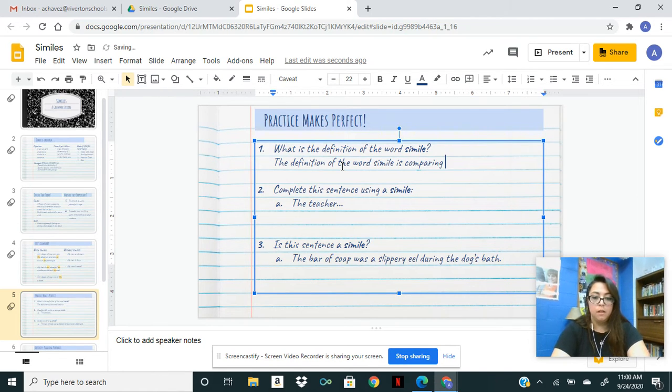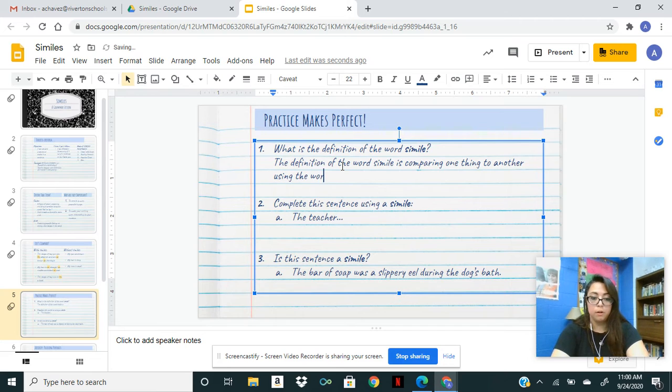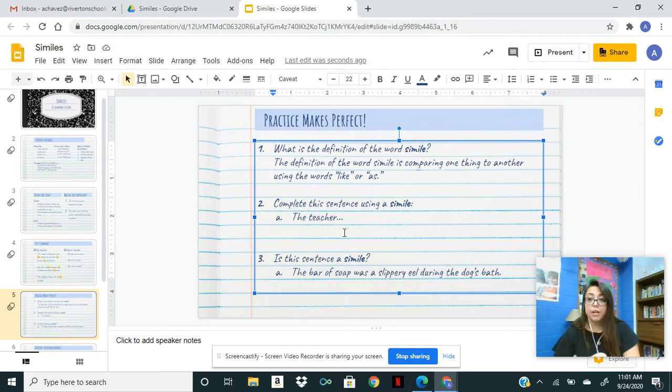comparing one thing to another using the words like or as. Right? Okay. So remember, the definition of the word simile is comparing one thing to another using the words like or as.